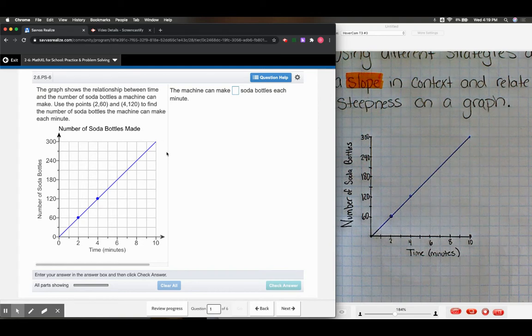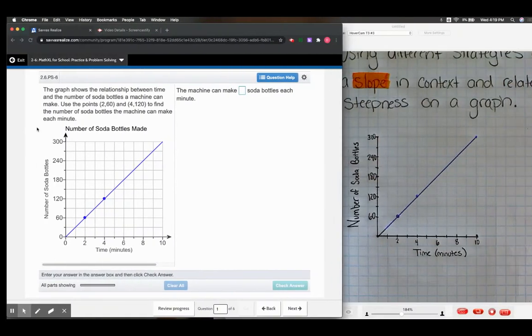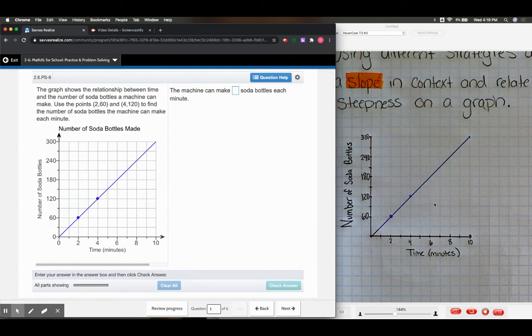All right. The first way I'm going to have you calculate this unit rate is by drawing similar triangles. What does that mean? You saw that in our picture over here, there was the rise, how much the line goes up, over the run. So I'm going to make a similar triangle out of this graph, which I'm going to do over here. And in that, we're going to calculate its unit rate.